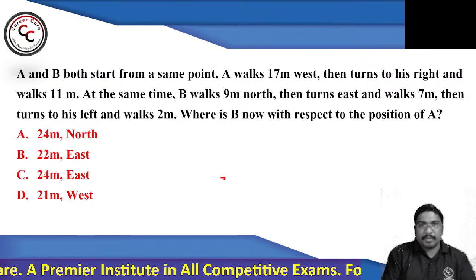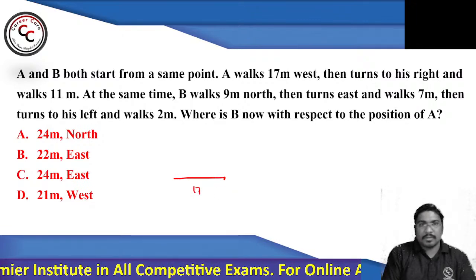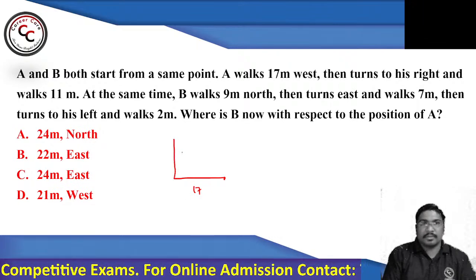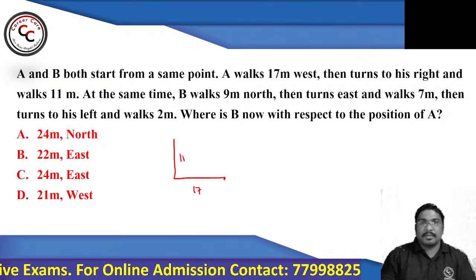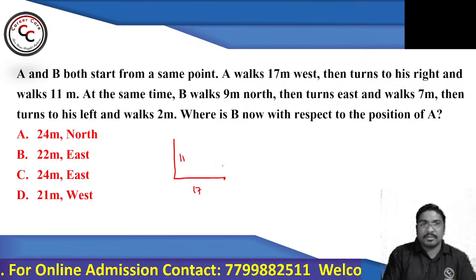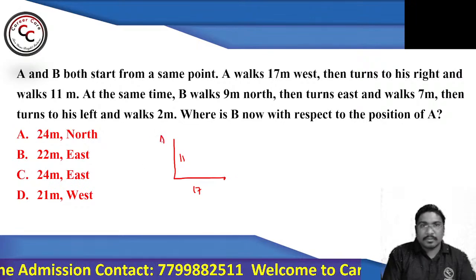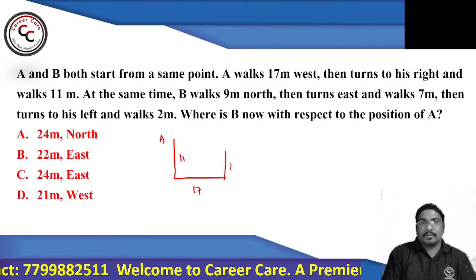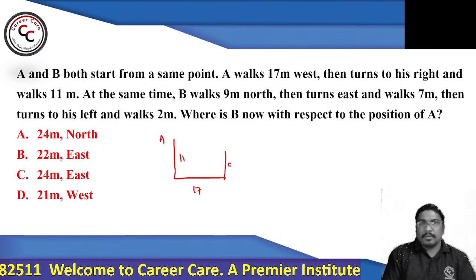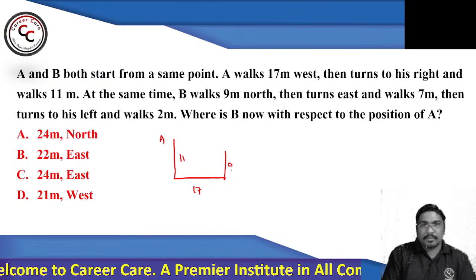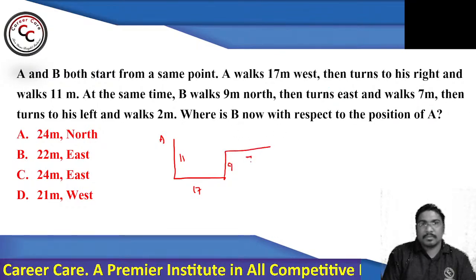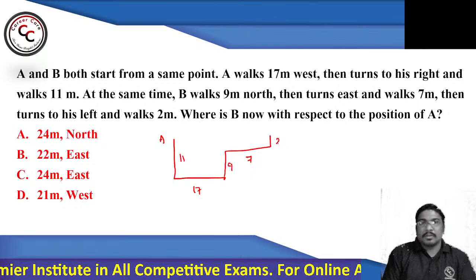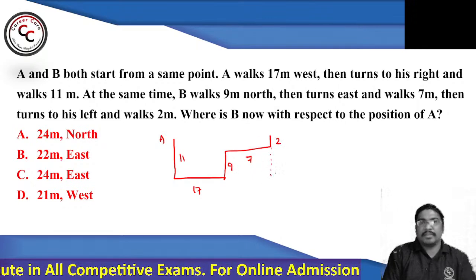A walks 17 meters west, then turns to his right. The west right is north, 11. At the same time B walks 9 north, 9. Turns east, 7. Then left, 2. East left is north. So 9 plus 2 you can call it as 11. No problem.